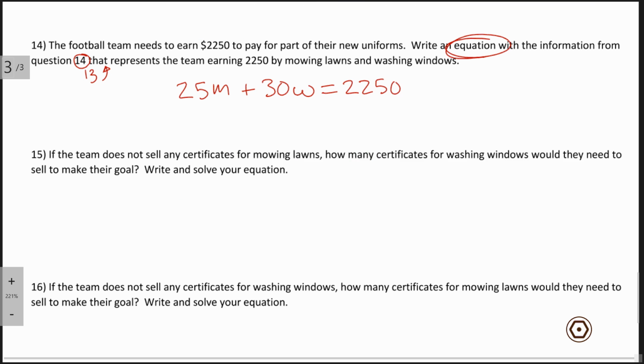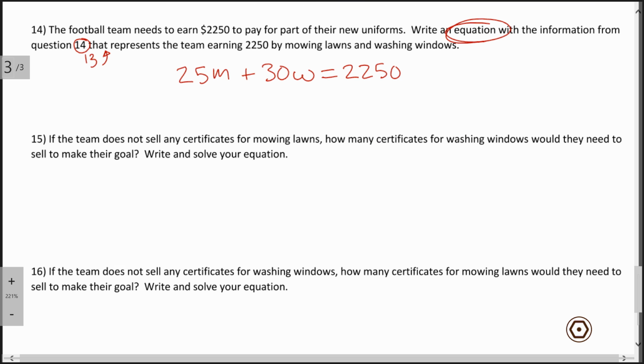Next question. If the team does not sell any certificates for mowing lawns, well, let me just translate that for myself. That means the lawn mowing certificates are nil. There's none of them. How many certificates for washing windows would they need to sell to make their goal? Write and solve your equation. Well, if M is 0, right, this part right here is kaput. It's gone. So I can write $30 per window washing certificate equals $2,250.